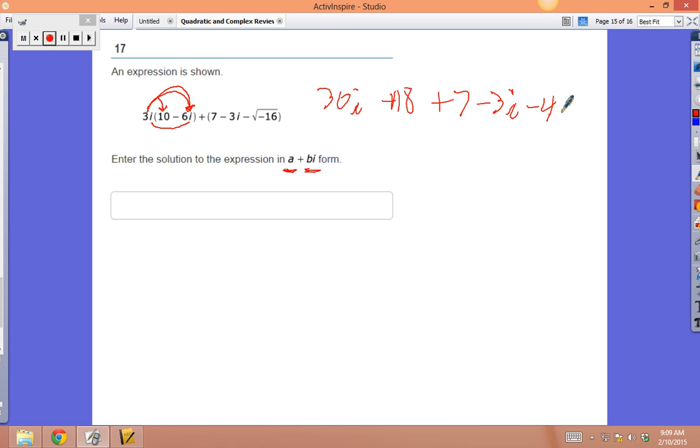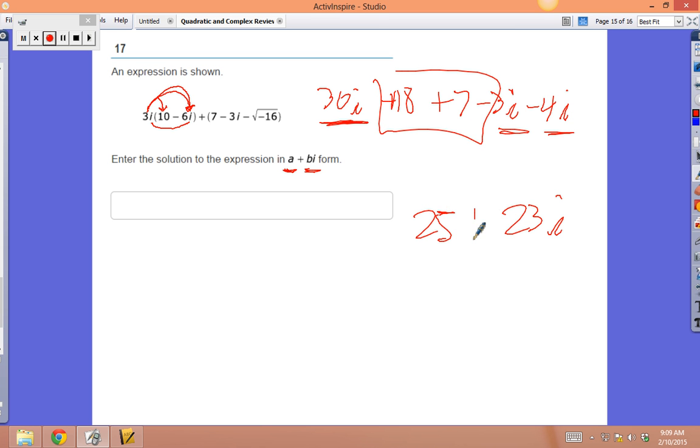minus 4 imaginaries, because the square root of negative 16 is 4 imaginaries, so add your imaginaries. 30 minus 3 minus 4 is going to be 23 imaginaries, and then add your reals. 18 plus 7 is going to be 25. So the real first, and then your imaginaries last.